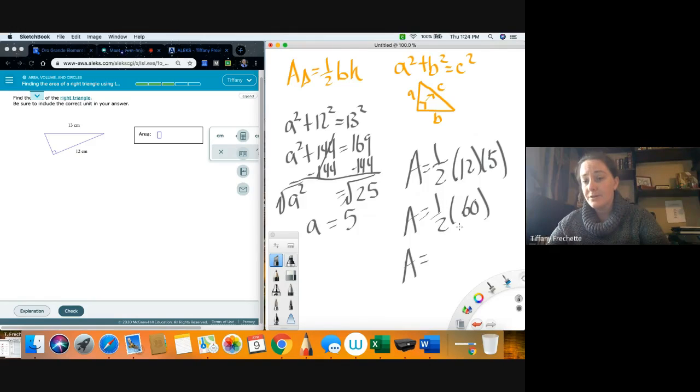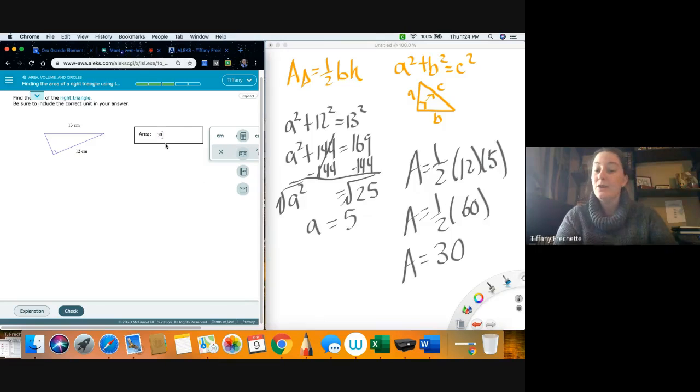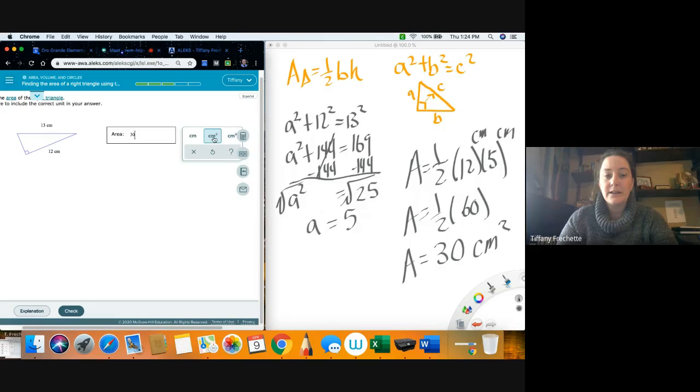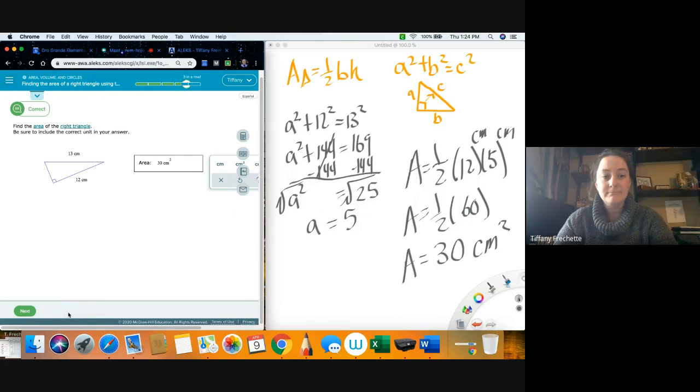And then I also remember this means divide by 2. 60 divided by 2 is 30. So it does make it faster if you have your times tables memorized. Now keep in mind you want to make sure this was centimeters and centimeters. Centimeter times centimeter is centimeters squared. So then I come over here and I click squared and I check. Yay! And that was the last one for me for week 29.